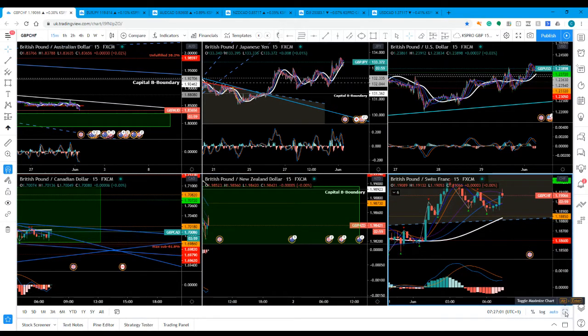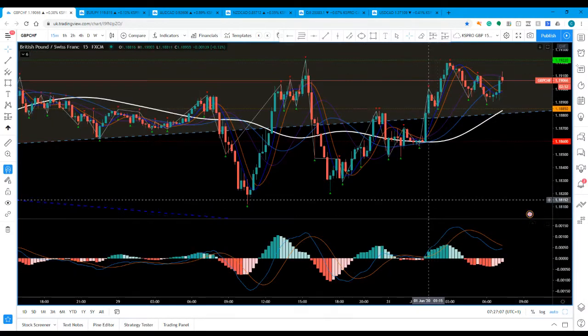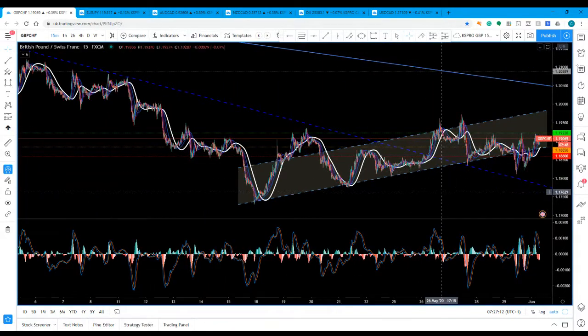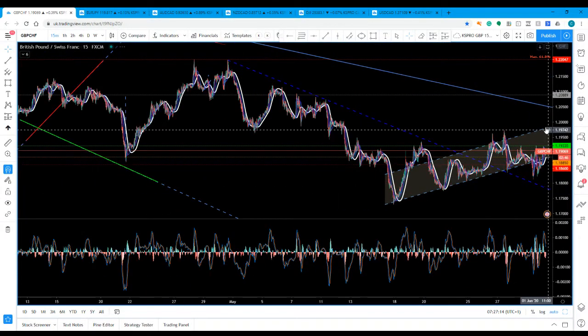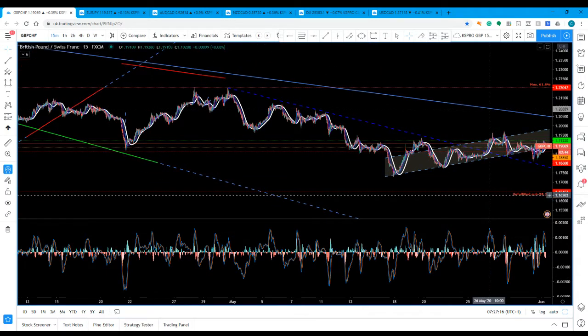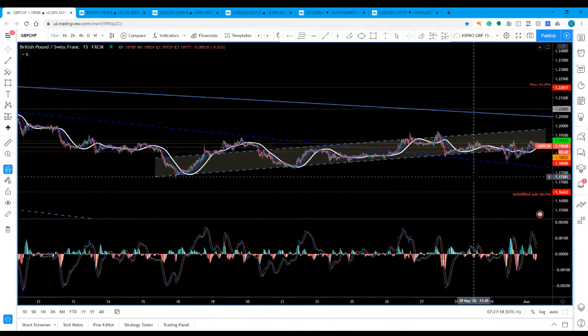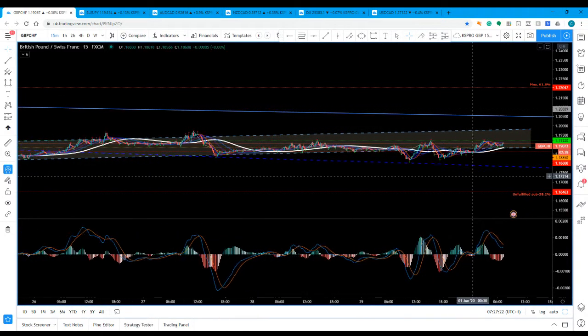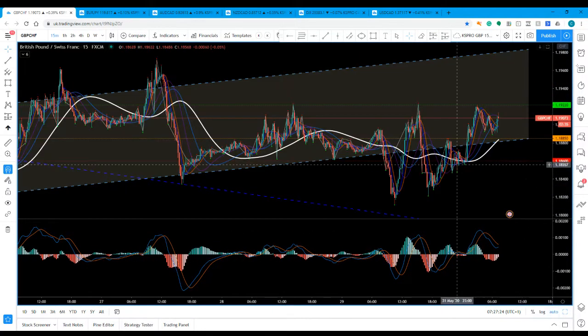Okay, and then pound Swiss. I wanted to just take a very quick look at pound Swiss. It's kind of a similar tale across the board with what we're seeing here this morning, folks. The market returning to its ranges, right? The market becoming range bound again.